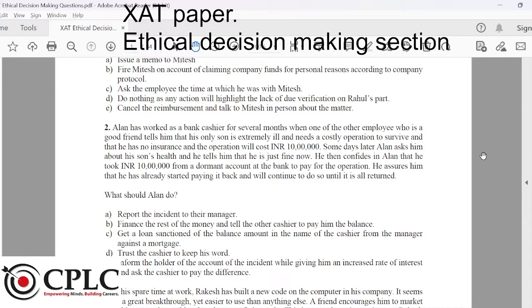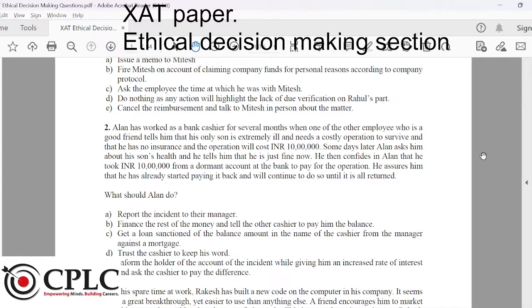Report the incident to the manager. So, ideally, he should report to a manager, but still, let's see the rest of the options if we have a better option. B, finance the rest of the money and tell the other cashier to pay in the balance. Now, why will Alan pay 10 lakhs? I mean, we do not even know if Alan is capable of paying 10 lakhs. So, obviously, finance the rest of the money is not the option.